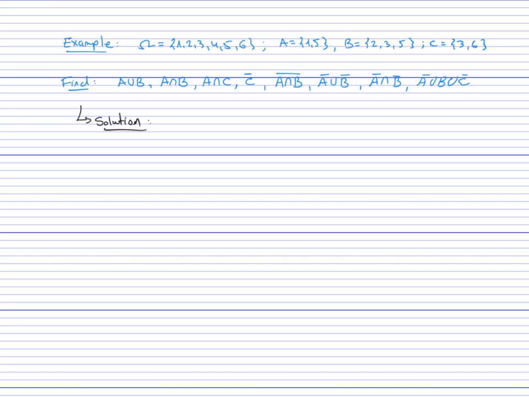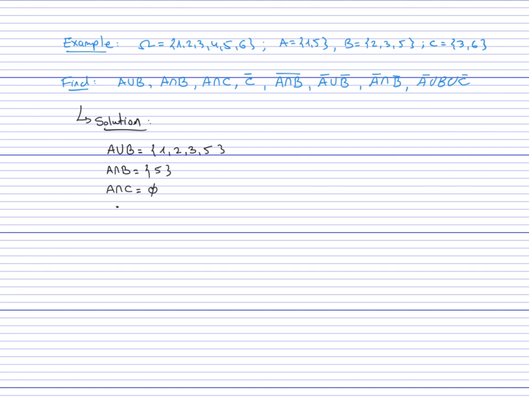Okay, so let's see. A union B: we need to take all the elements that are in A or B, or even both of them. So we have A is 1 and 5, and B is 2, 3, and 5. So what do we get? 1, 2, 3, and 5. Okay, now A intersection B: all the elements that belong to A and B. The only element that belongs to A and B is 5. Next, A and C: all the elements that belong to A and C. If you look here, 1 and 5, 3 and 6, there are no elements that belong to both A and C, and therefore that's the empty set.